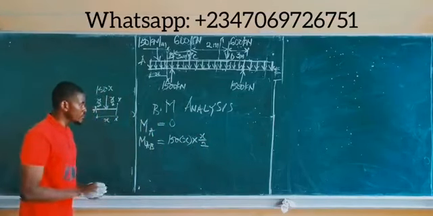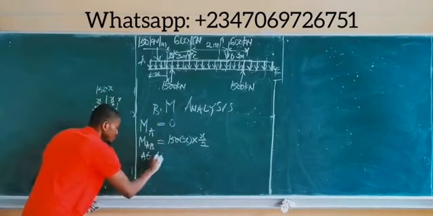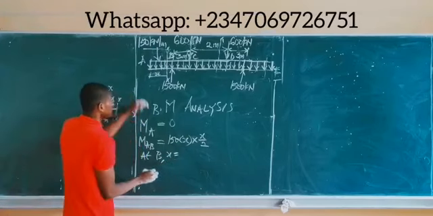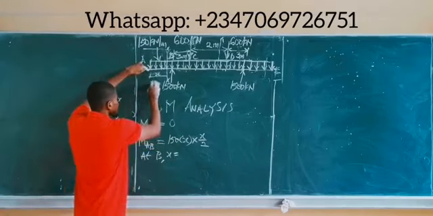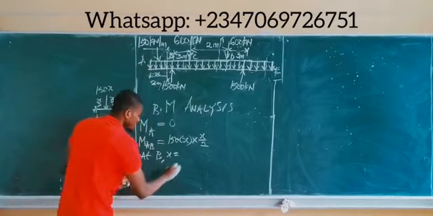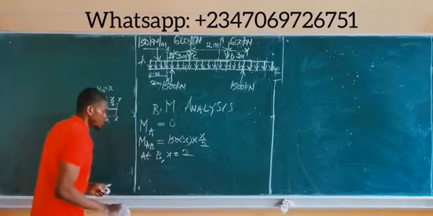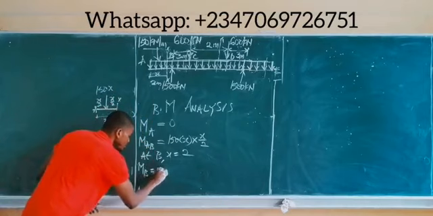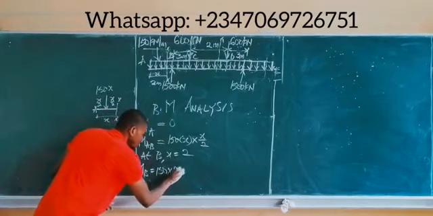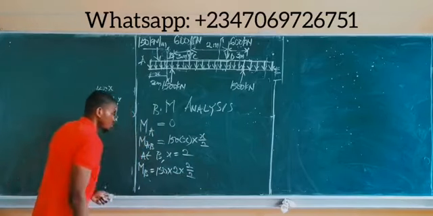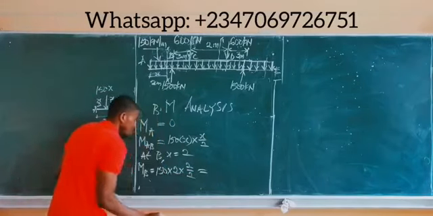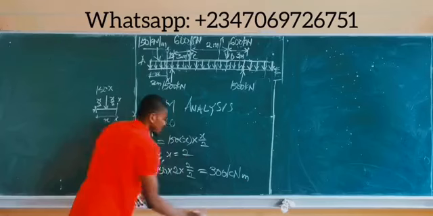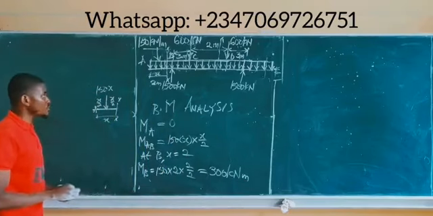So you have this. Now at point B, x itself is equal to the total distance from A to B, and that was given as 2 meters. So from A to B is simply 2 meters. x is equal to 2 meters. Therefore, moment at point B is now equal to 150 times 2 all over 2. And this will simply give us 300 kilonewton meters. So we have this to be the moment about point B.